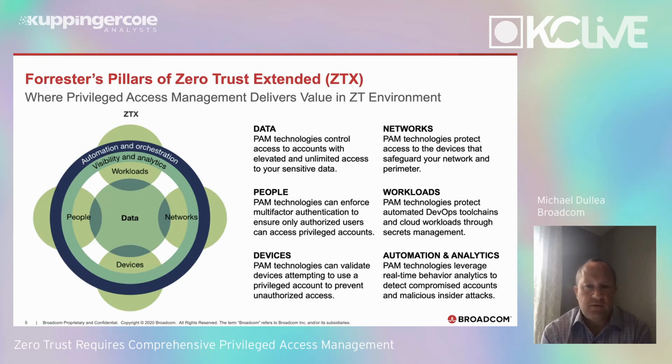Number two is the people, right? So technologies can enforce multi-factor authentication to make sure that only authorized users can access privileged accounts, verifying that the people requesting that access are who they say they are. Number three is devices. We have PAM technologies today that can validate devices that are attempting to use the privileged account. And if it's an unknown device or it's an unusual request, we can prevent that unauthorized access. So really, truly understanding what it is and who it is that is trying to access this.